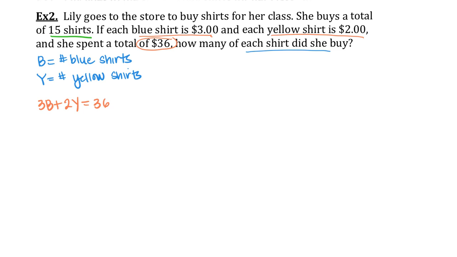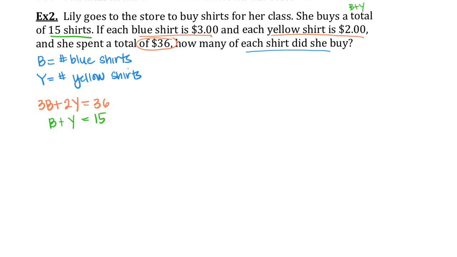Okay, now I need a second equation because there's two variables. So the only other number I have is 15 shirts. So she bought a total of 15 shirts. What shirts is she buying? She's buying blue shirts and yellow shirts. So when it says total, they mean the blue shirts plus the yellow shirts have to equal a total of 15 shirts. So my second equation is B plus Y equals 15.